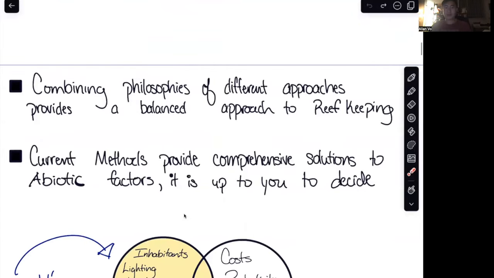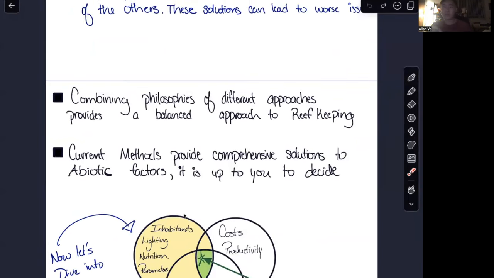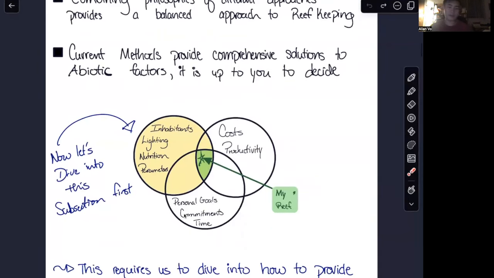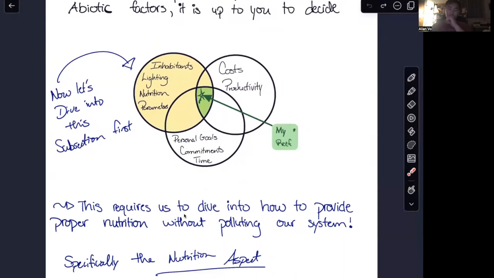And now, a lot of these methods ultimately provide a comprehensive solution, primarily for abiotic factors. So we have it all relatively cut out for us in regards to parameters and lighting, all that stuff, flow. We really don't have to take too much concern for that. What I really want to dive into is the nutrition, right? Like I said, parameters are taken care of. Triton, Moonshine, easy. Lighting, LEDs, T5, metal halides, all work. And then your inhabitants, whatever you decide to keep, grow, you have to worry about them.